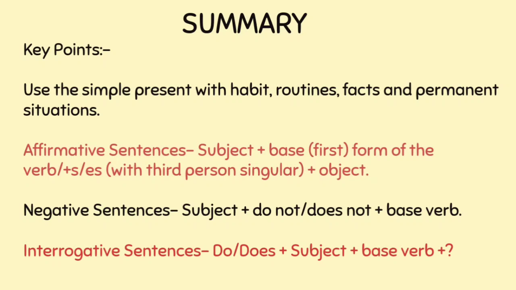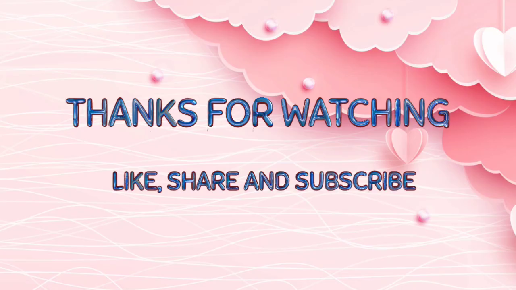Look at the key points. Use the simple present with habit, routines, facts and permanent situations. For affirmative sentences, the rule is subject plus base or first form of the verb plus s or es. We will use s or es with the third person singular only plus object. Negative sentences, subject plus do not or does not plus base form of the verb. Interrogative sentences, do or does plus subject plus base form of the verb, and then we will use question mark in the end.